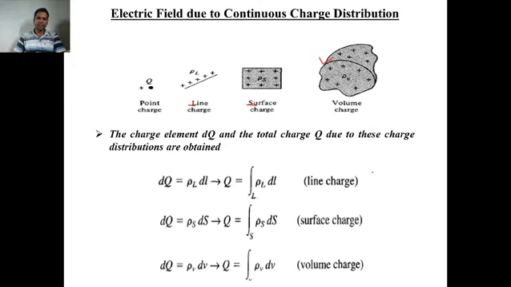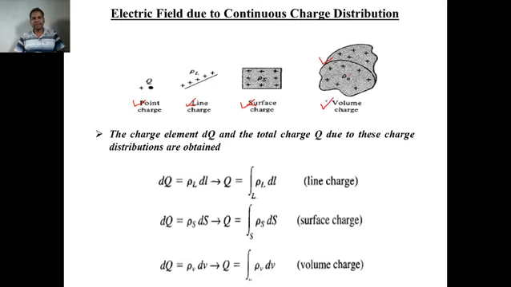So, we discussed that if charge is distributed on a point, then it is a point charge. If total charge is distributed along a line, then it is called line charge. If it is distributed on a surface, then it is called surface charge, and inside a volume, then it is a volume charge.